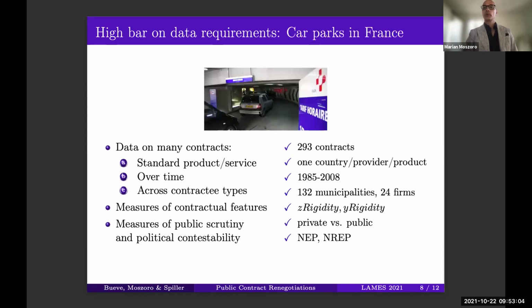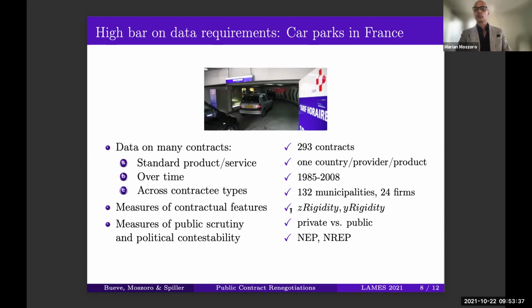So the data comes from car parks in France. And we have 293 specific contracts with their renegotiation in time. It's one country, one provider, one product, so it's very homogeneous. Across time, we have public municipalities and also private firms contracting with other private firms for car parks, for example, an airport or a hospital.